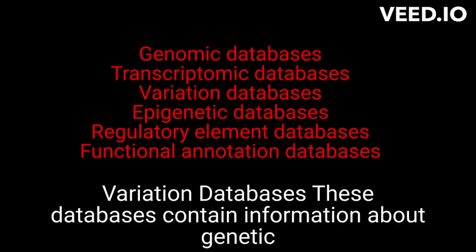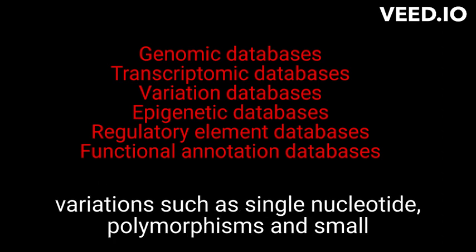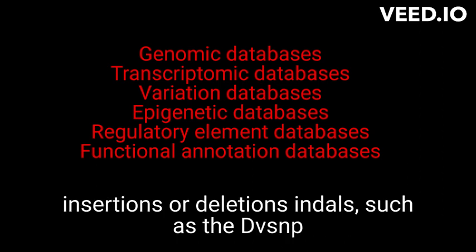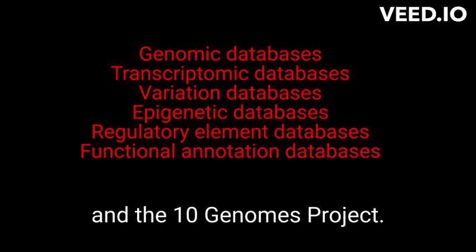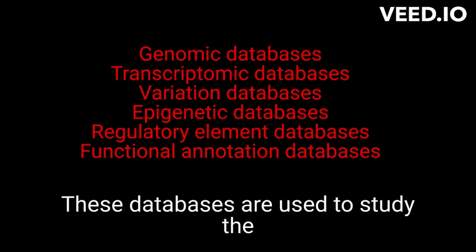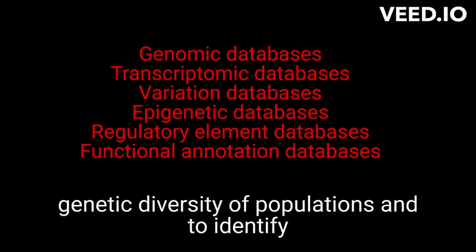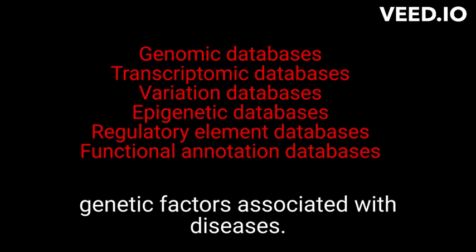Variation databases. These databases contain information about genetic variations such as single nucleotide polymorphisms (SNPs) and small insertions or deletions (indels), such as dbSNP and the 1000 Genomes Project. These databases are used to study the genetic diversity of populations and to identify genetic factors associated with diseases.